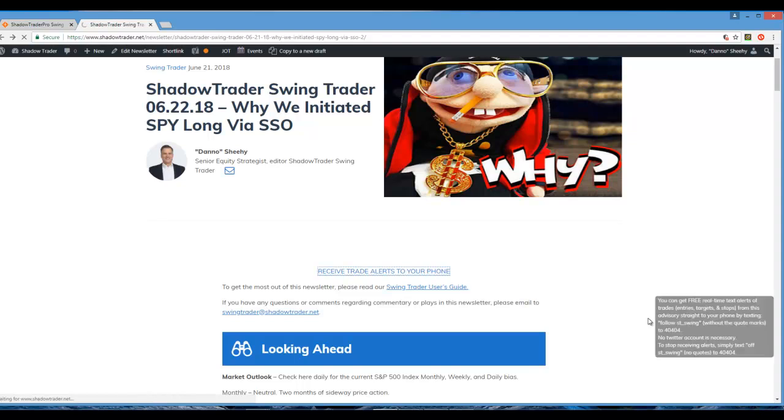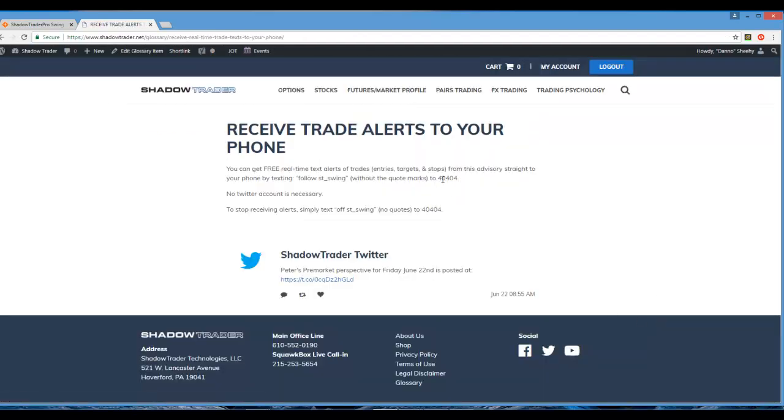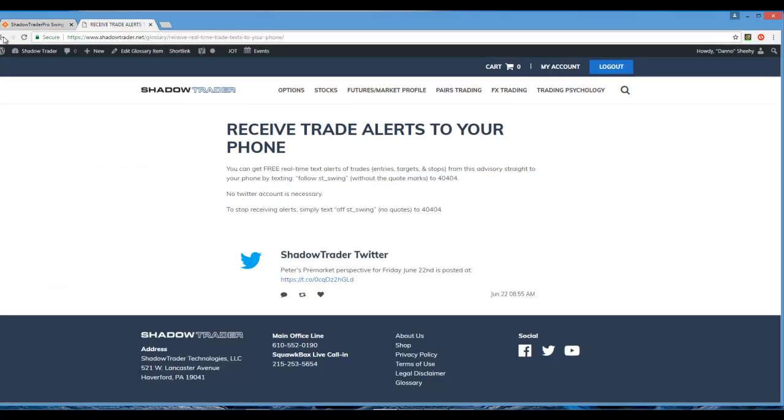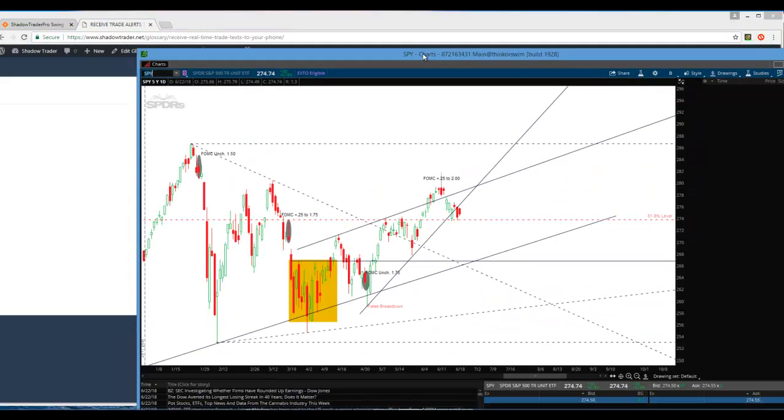You don't even have to have a Twitter account to follow us. You can receive trade alerts simply by texting to 40404, and the message would be follow space ST_swing. And if you text that to 40404, you would receive all of our trade alerts as well as our postings for the ShdowTrader Swing Trader. Otherwise, you can just come back here or go to follow us along on My Trade, where again all account holders on Thinkorswim have access to the newsletter.